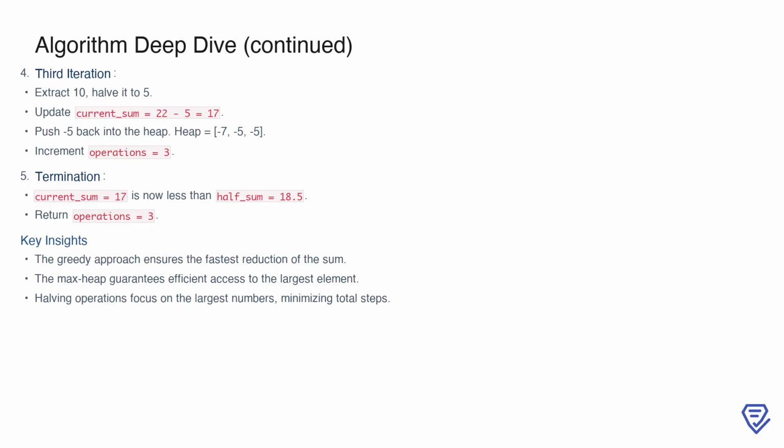counter to 3. At this point, the current_sum is 17, which is less than the half_sum of 18.5, so the loop terminates. We return the operations counter, which is 3, as the result.